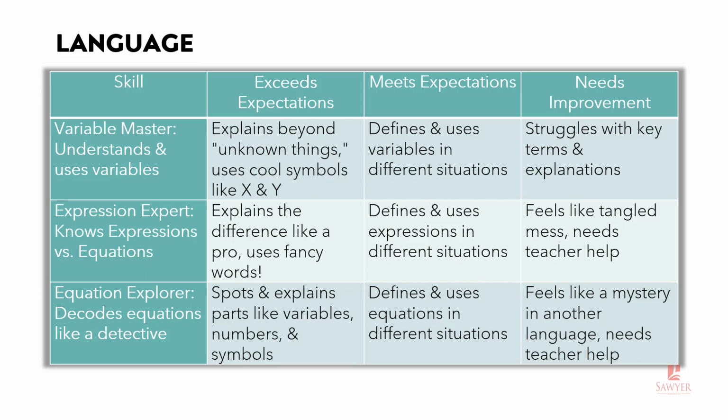So when we want to put it into the language that they will understand, this is what we end up with. So Variable Master understands and uses variables. Exceeds expectations is explains beyond unknown things, uses cool symbols like X and Y. The 7th grader will understand that, right?